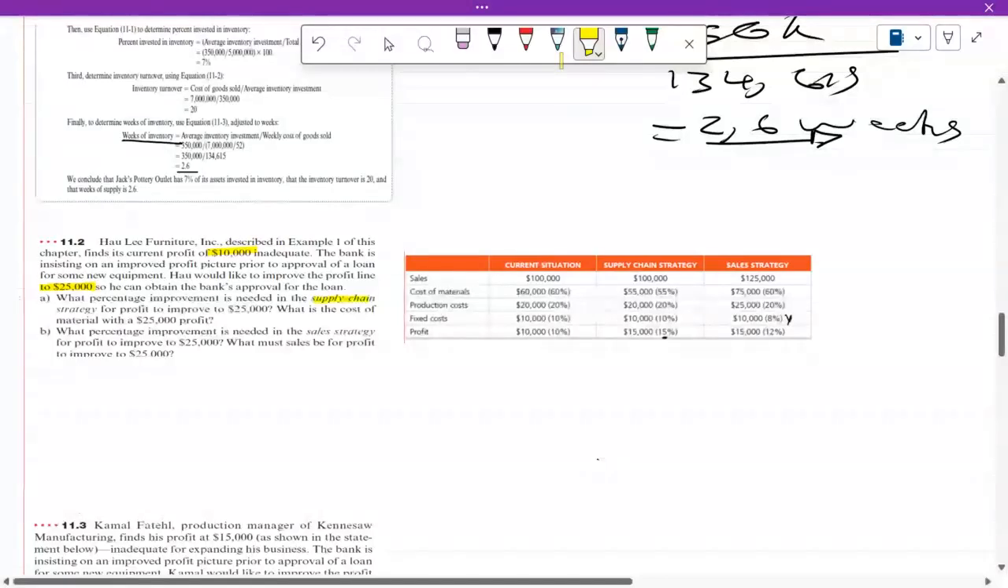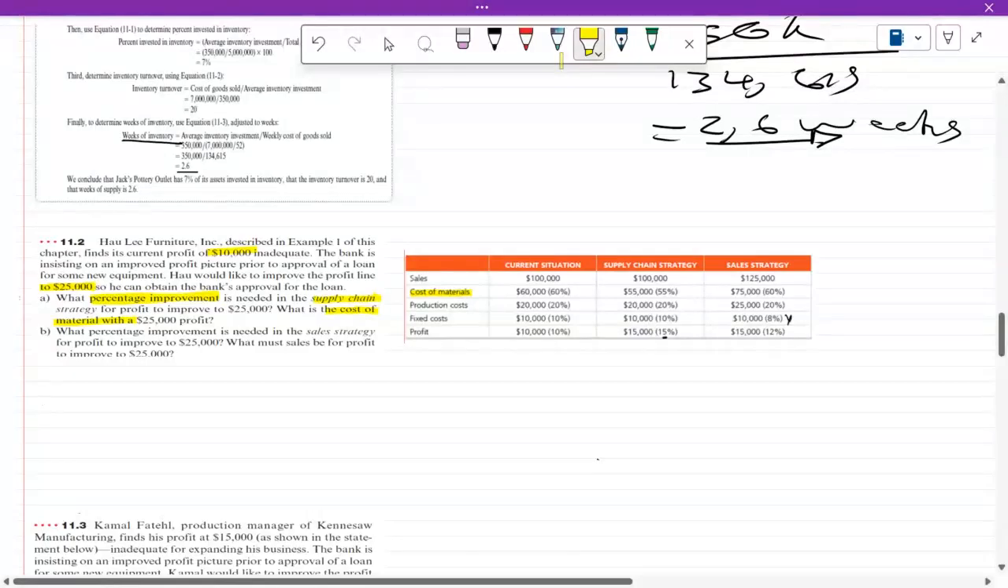Remember, in the supply chain, we affect the cost of material. The profit to improve to, what is the cost of material with a 25,000 profit? So we want two things under A. The percentage of improvement that is needed. Number 2, the cost of material. So we are focusing on this section, on the supply chain with this data.